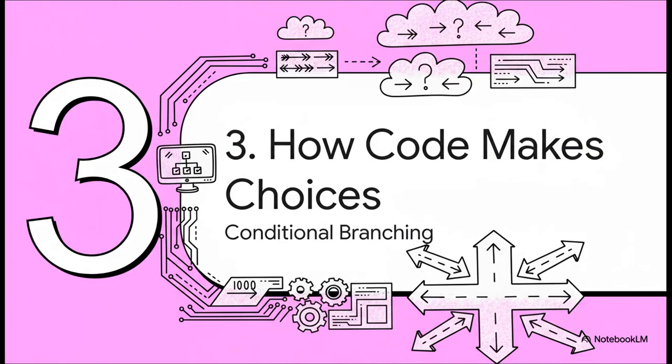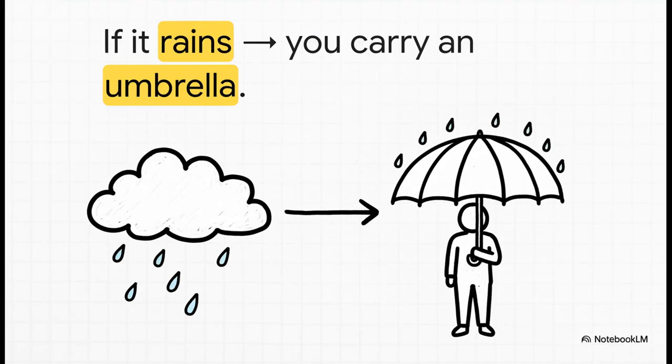But a good plan has to be able to make choices and react to different things. And that brings us to the computer's version of a fork in the road. We do this all the time in our daily lives without even thinking about it. We check a condition, hey, is it raining? And then we take an action based on the answer. It's totally natural, totally intuitive.